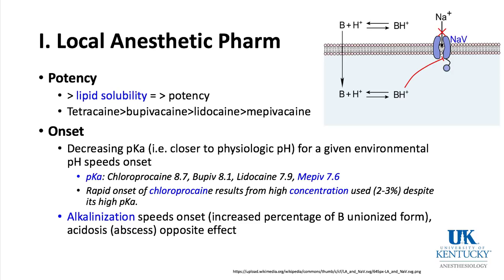Now, if you inject a local anesthetic into an acidic environment like an abscess, you can realize that the local anesthetic is going to be protonated by the acid and go into the BH plus form, which then doesn't cross lipid membranes very well, and it's going to slow the onset or have a very poor effect. Injecting a local anesthetic into an abscess doesn't work very well.